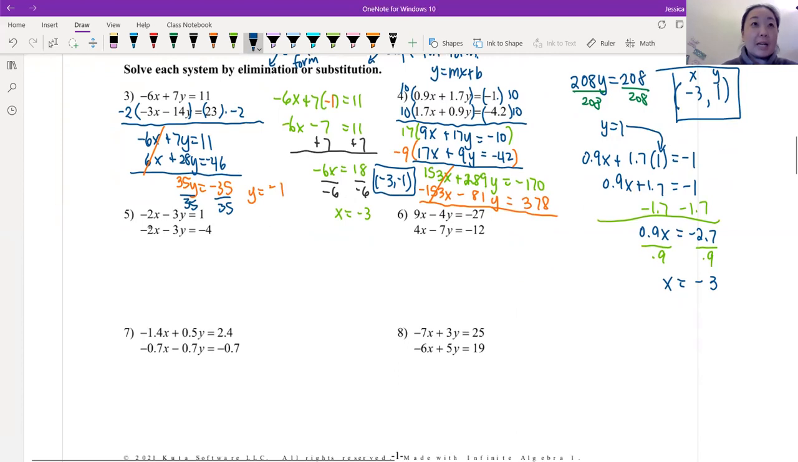Oh, this one looks pretty nice. They're both the same. So it's really easy to just multiply the bottom one by -1 so that I can make one of them negative. And what do I get? So I'm going to copy down the first equation here, -2x minus 3y is equal to 1. And the second equation is going to be +2x plus 3y is equal to +4.